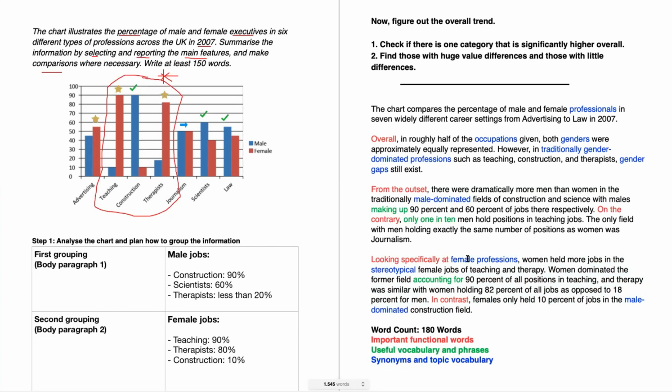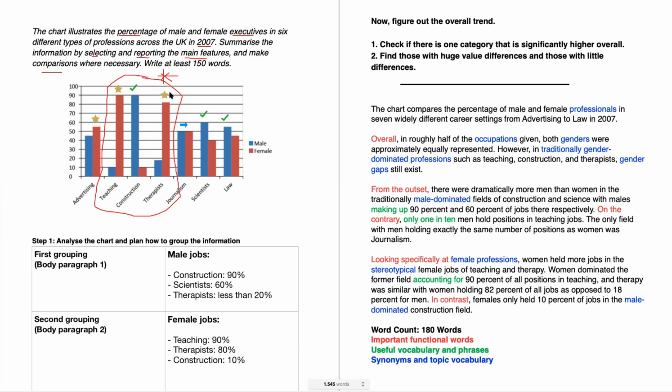Looking specifically at female professions, women held more jobs in the stereotypical female jobs of teaching and therapy. Women dominated the former field, accounting for 90% of all positions in teaching, and therapy was similar, with women holding 82% of all jobs as opposed to 18% of men. Accounting for is a great, useful vocabulary when it comes to writing task 1.